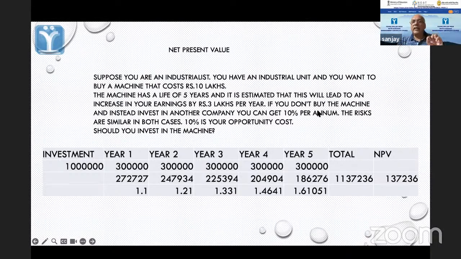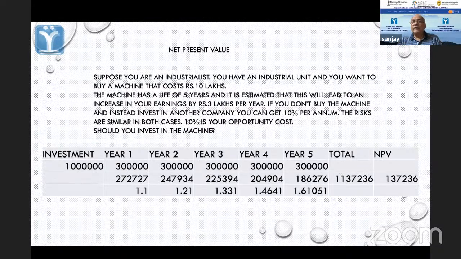So basically, at the end of 5 years, had I gone to the other company, I would have got 5 lakhs as interest and I've got my money back. So total, I would have got 15 lakhs there. Here, what is happening is, I buy the machine, I do my business, and I earn 15 lakhs at the end. The question we need to know is, am I making a profit or not?